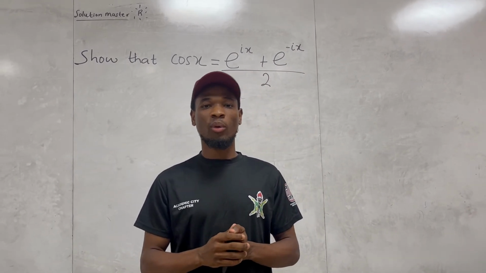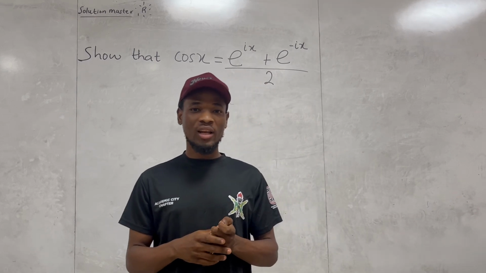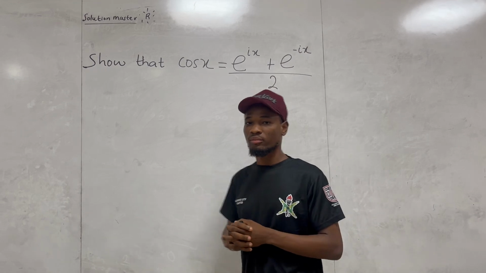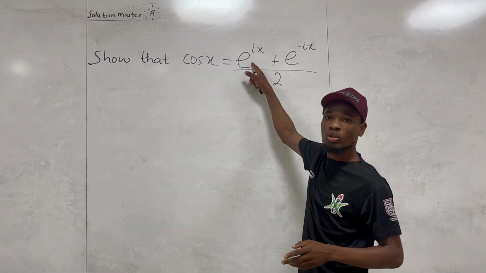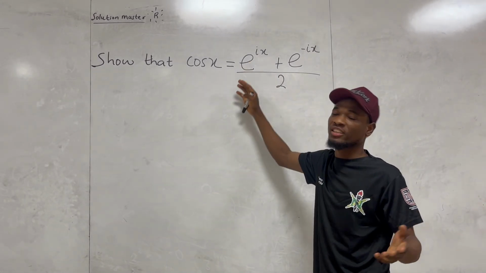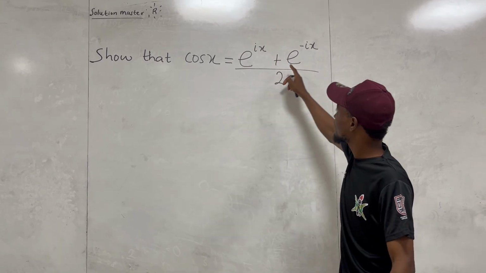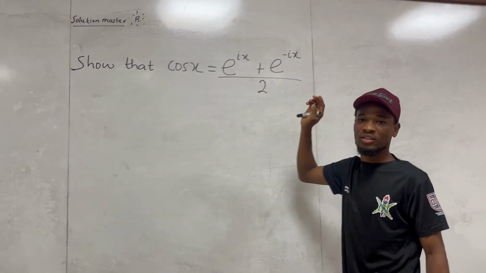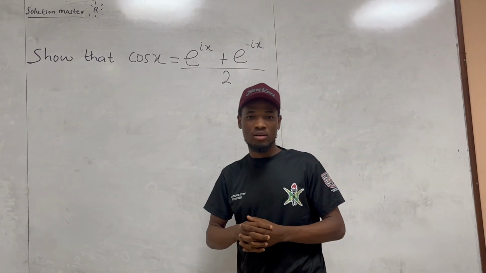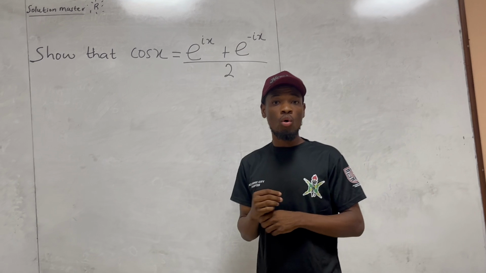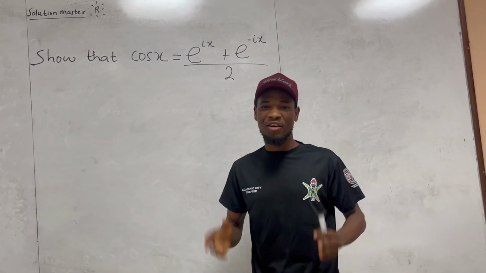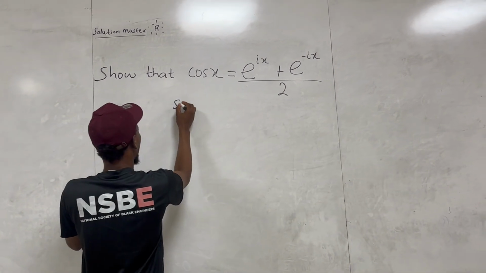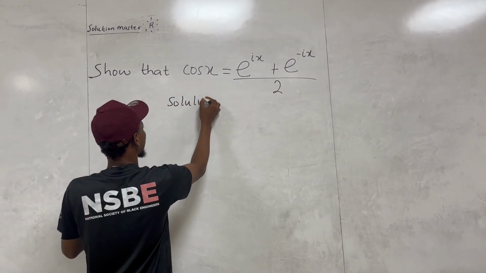In fact, we are still treating complex numbers. Let's solve the question on the board. Show that cos x equals e to the power ix, or exponential ix, plus exponential negative ix, all over 2. How do we go about this? This is very trivial. So the answer to this puzzle is this.